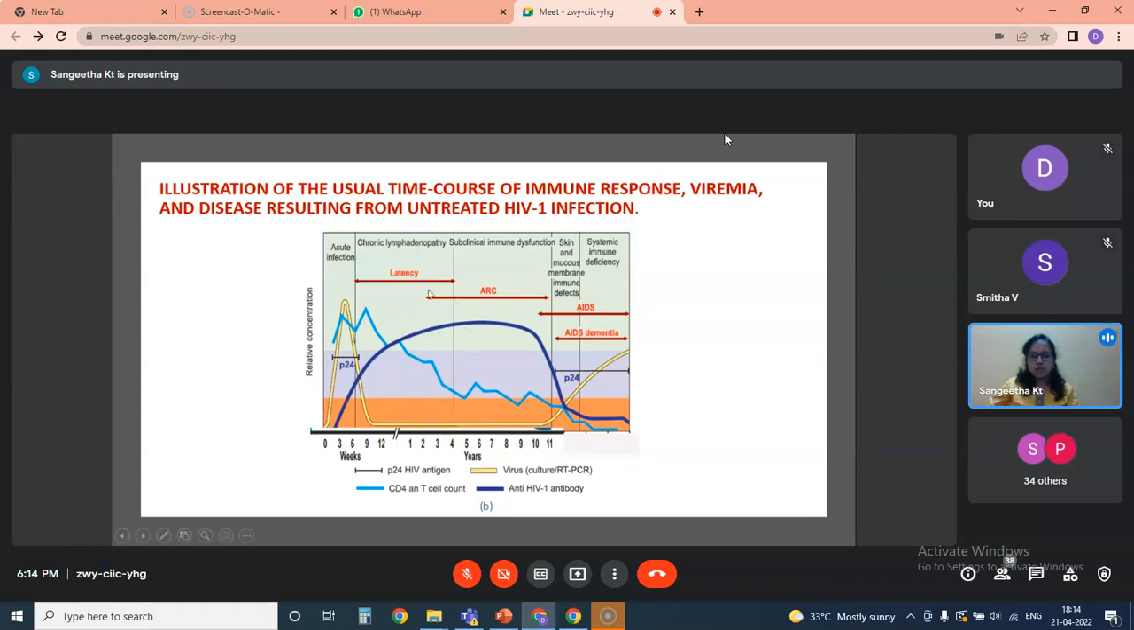Next, if it remains untreated, the next stage is the AIDS-related complex, where the patient has unexplained fever, diarrhea, oral thrush, etc. If it is still untreated, the patient goes on to full-blown AIDS, where he develops malignancies and various immunodeficiency diseases, and death occurs in nearly 1 to 2 years if left untreated. In the later stages of AIDS, you can see the P24 antigen peaking again, and the RNA level also peaking, whereas the antibodies are coming down, because your immune system has gone down and you are entering full-blown AIDS.